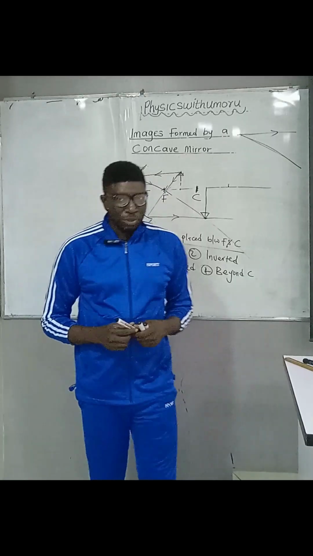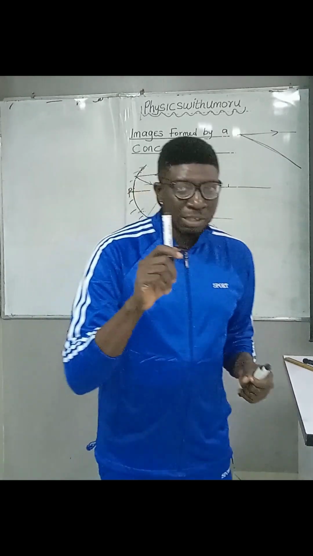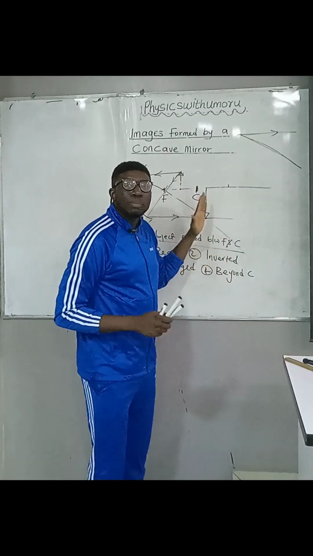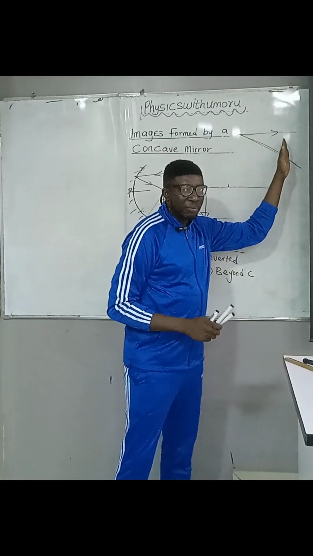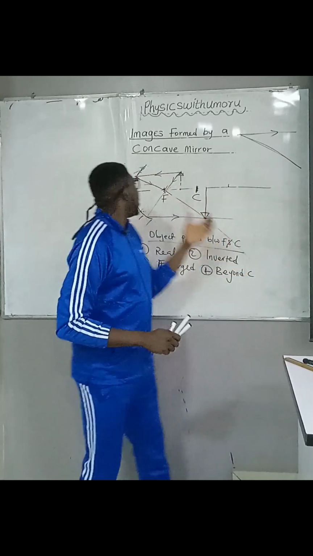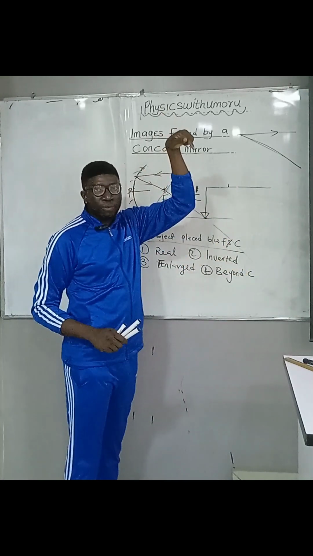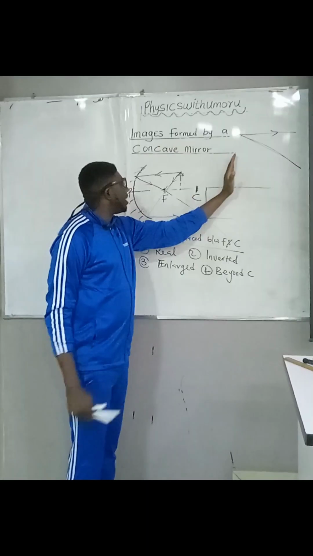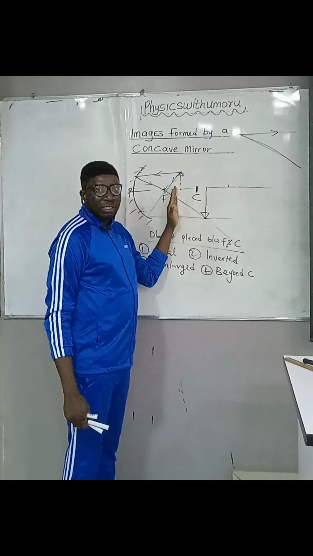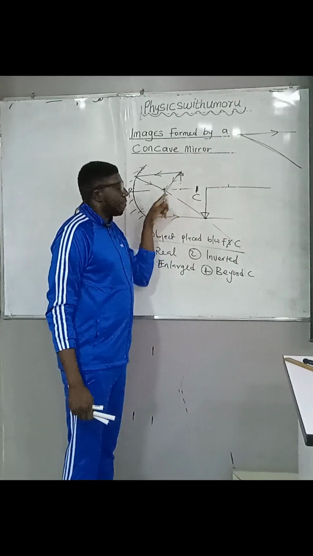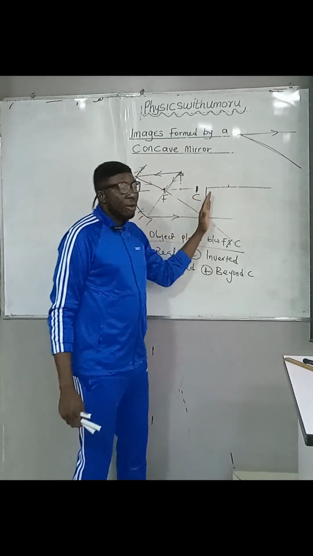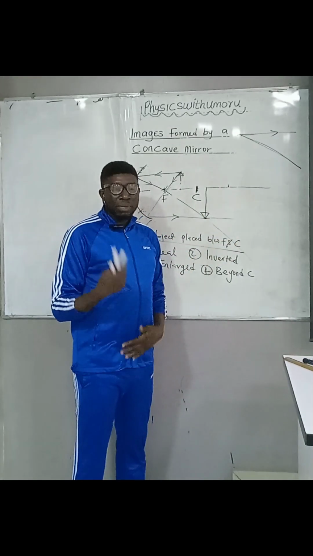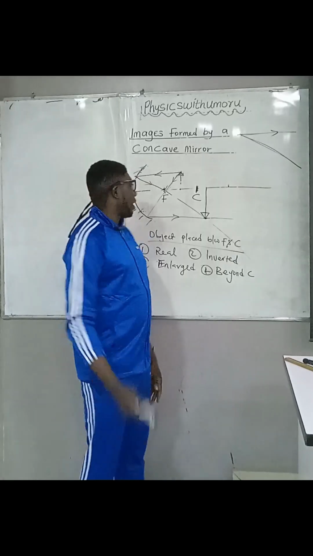Now, this will interest you to know something about the reversibility of light. If you can remember that when the object was placed beyond C, the image was formed between F and C. If you can remember the first case we looked at, when the object is placed beyond C, the image was formed between F and C. Now, the object is placed between F and C, the image is now formed beyond C. That is about the principle of reversibility of light.